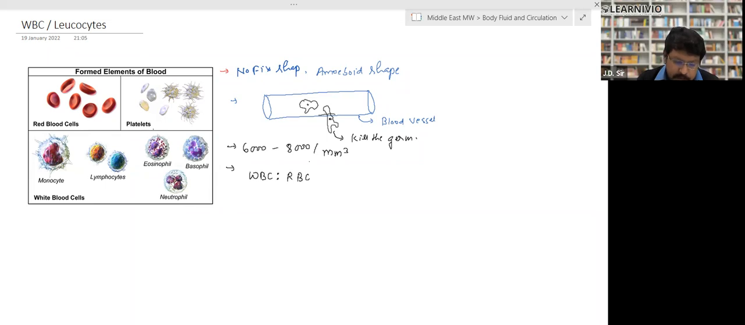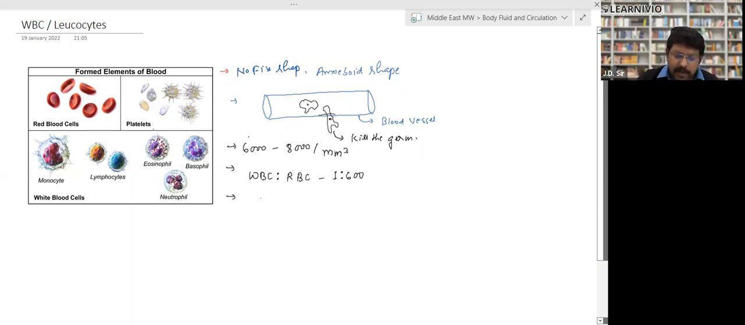A very easy question that has been asked a number of times in medical examination. They have asked what is the ratio of WBC and RBC. Next point, ratio of WBC and RBC is 1:600. This question has been asked many times. Keep it in mind.